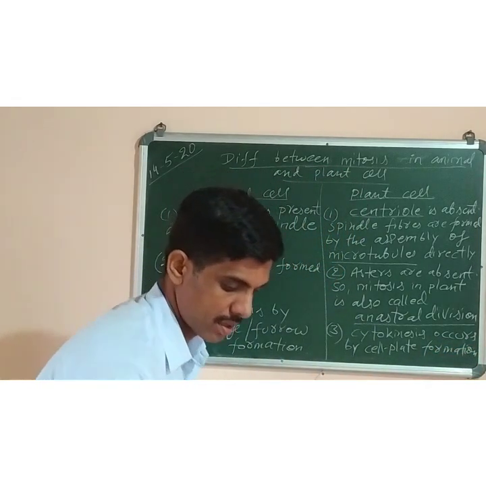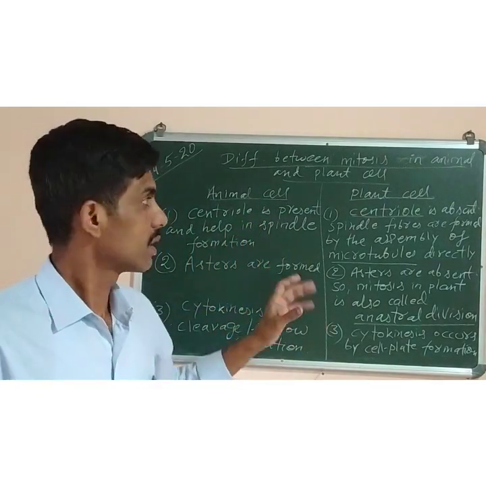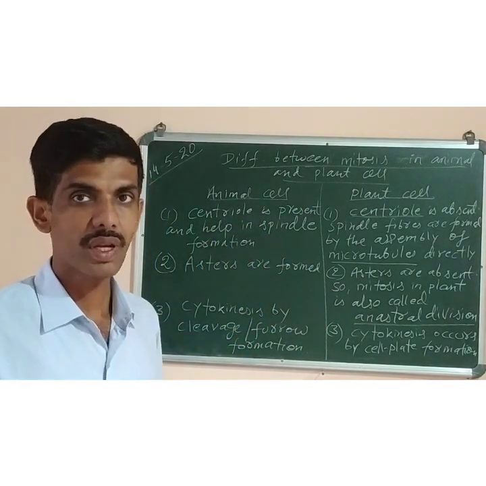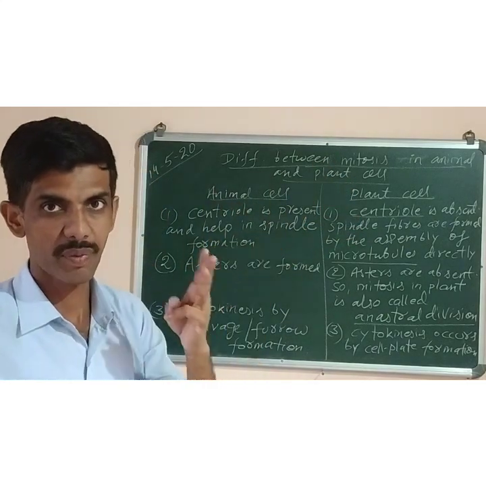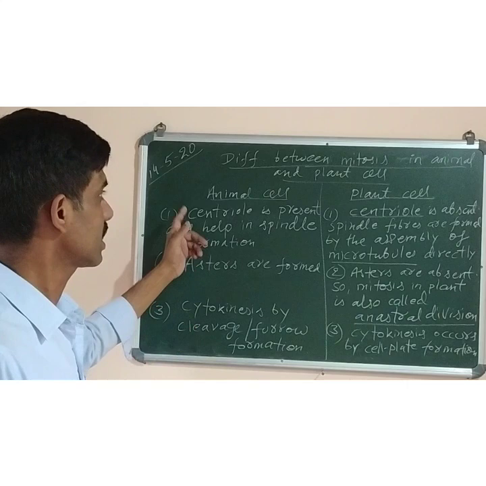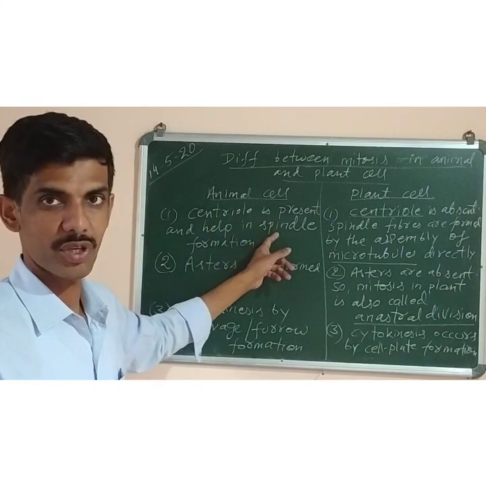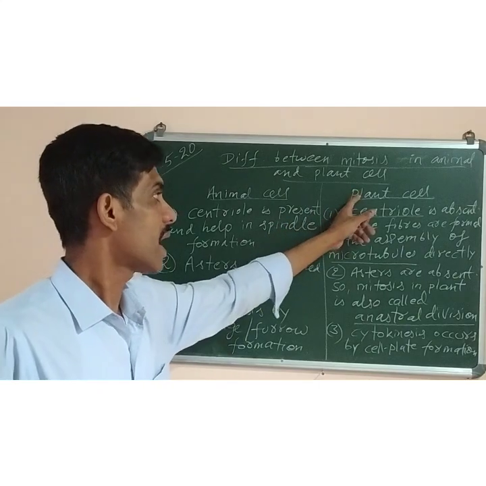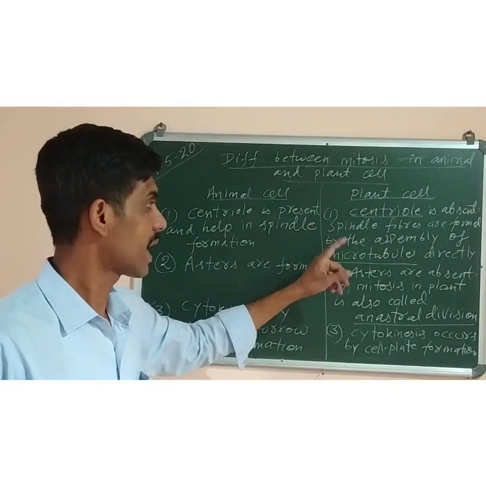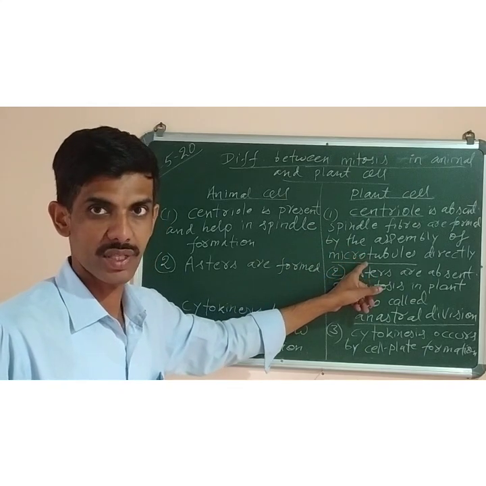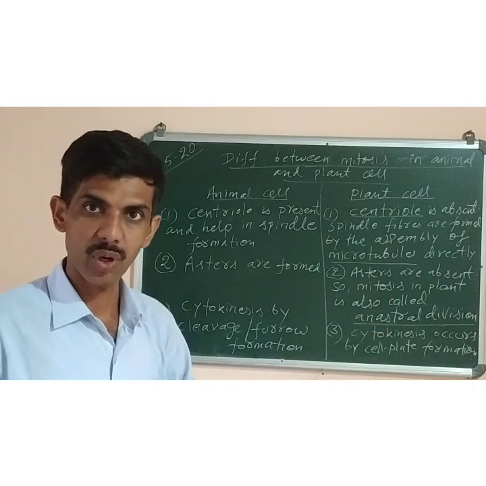Okay. So what we studied today, now this table, it is the differences between animal cell and plant cell in terms of mitosis. Three differences are there. What are they? First one is animal cell contains centriole that helps in the formation of spindle fibers. In plant cells, it is absent, and the spindle fibers are directly formed by the microtubules, which assemble, means they come together directly on the polar region.